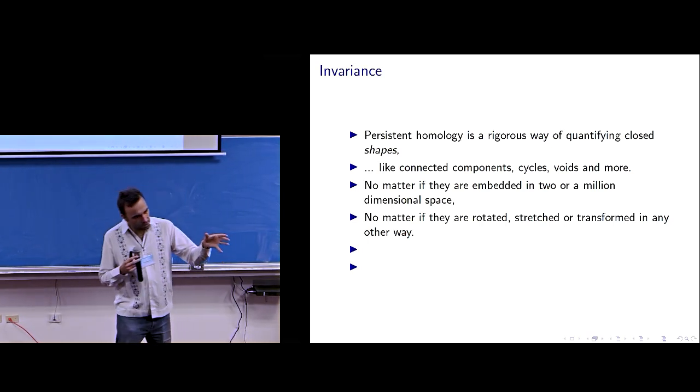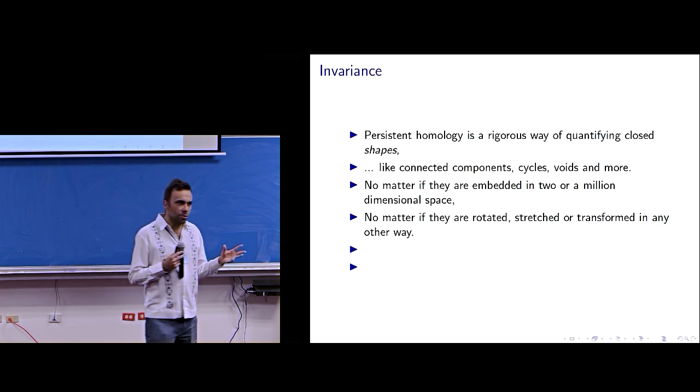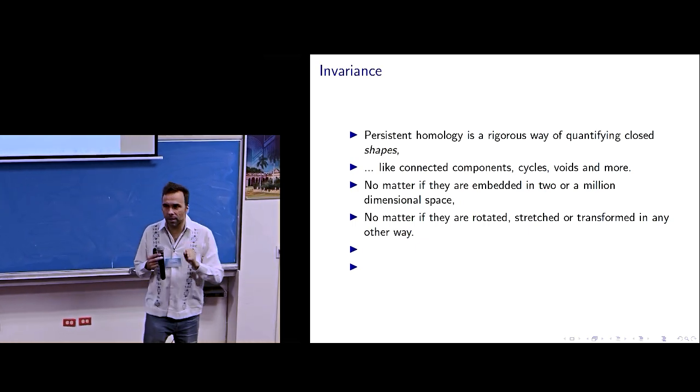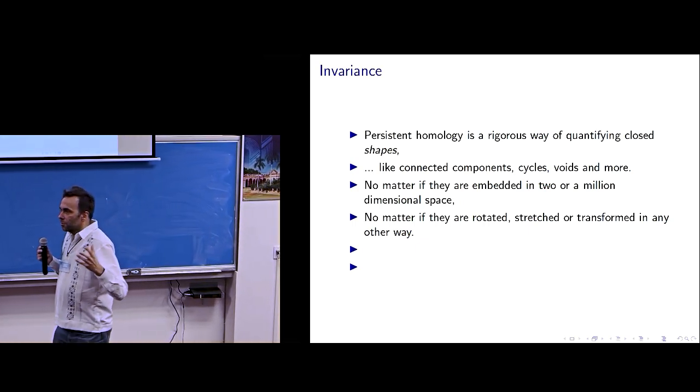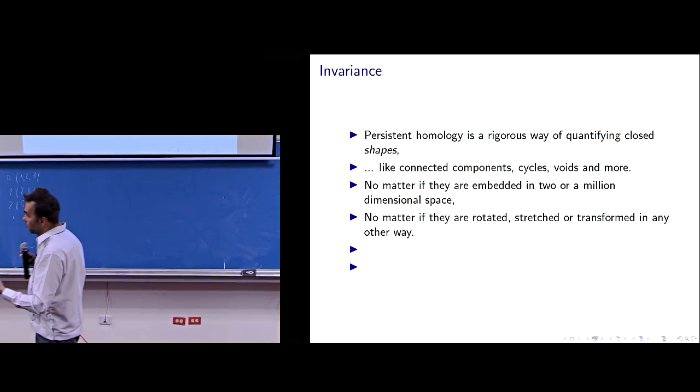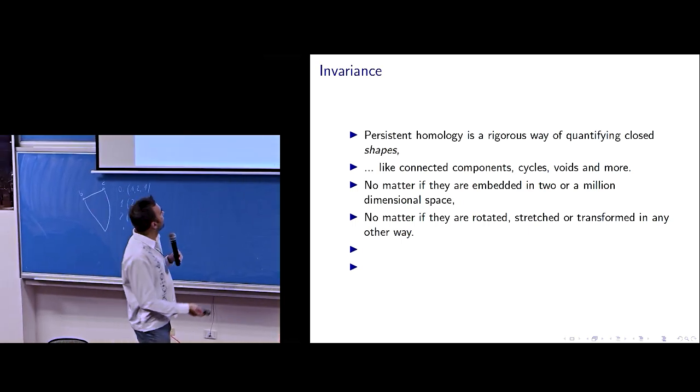So I can take a point cloud, I can rotate it. Persistent homology will be exactly the same. I can shift my point cloud. Persistent homology does not care about that. Useful on many occasions. We'll take a look at a few of them.